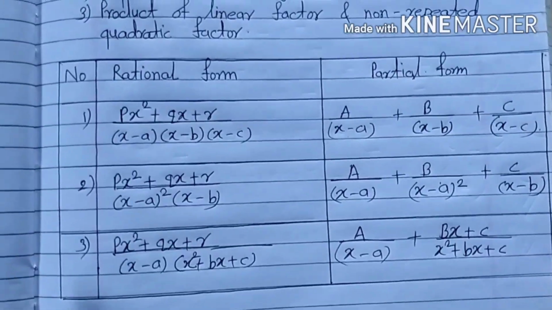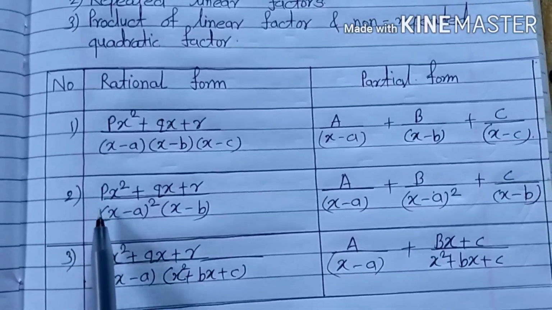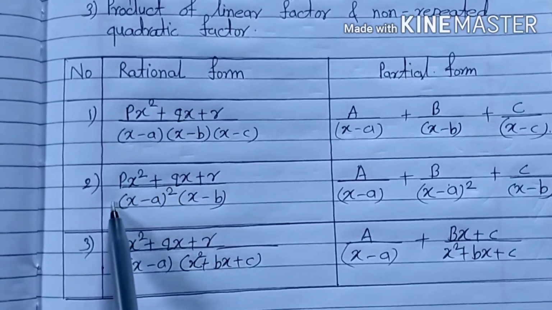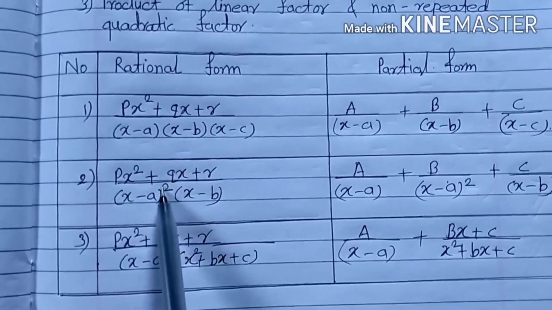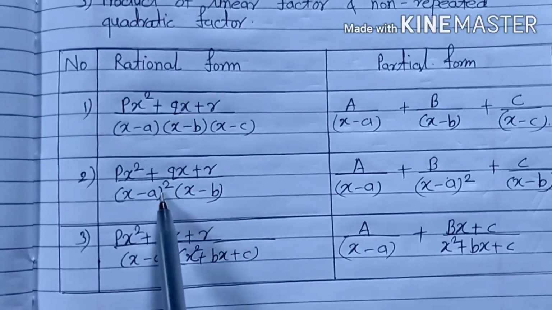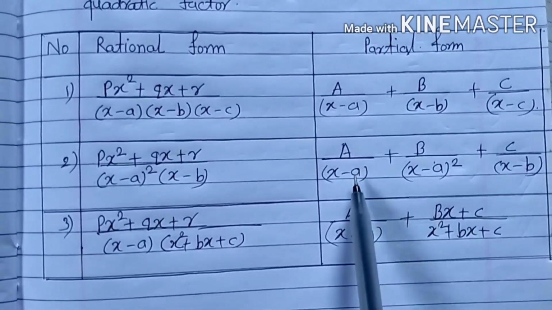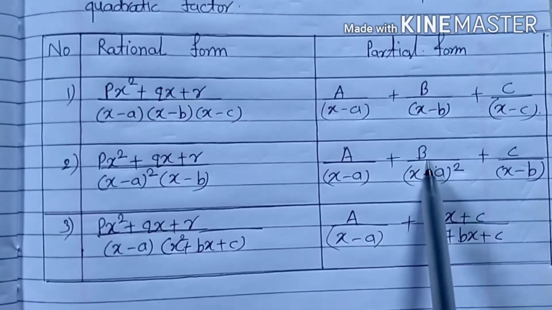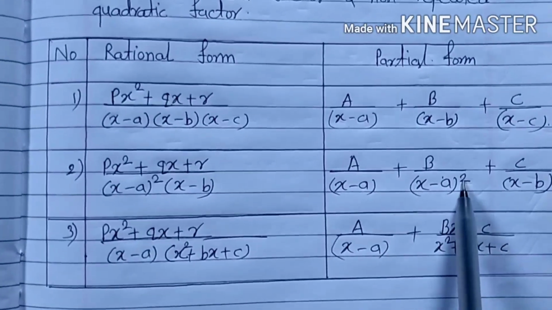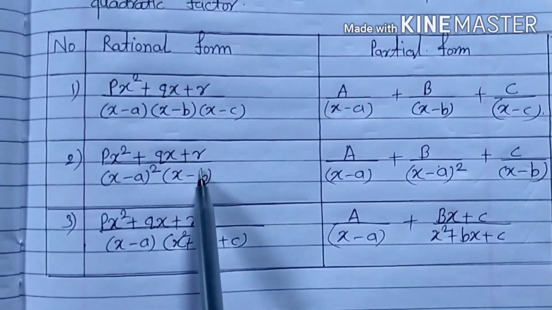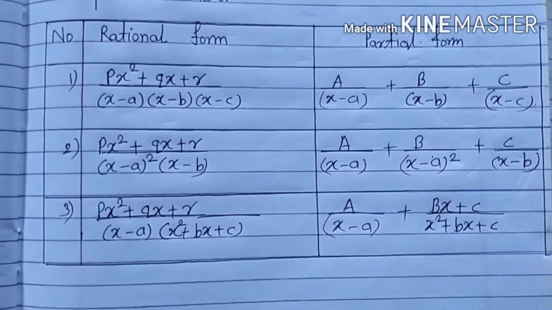Next, there are repeated linear factors in the denominator. You can see that (x minus a) squared means there is a repeated part. So it can be expressed in partial form like that: A upon (x minus a) plus B upon (x minus a) to the power 2 plus C upon (x minus b). This is the third part.